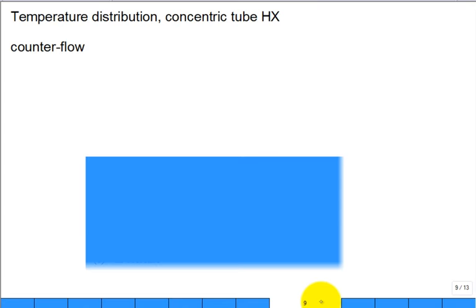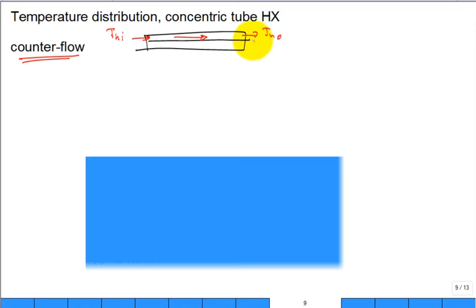Now, if we take a look at the same simple concentric tube or double pipe heat exchanger, but we go with the more common counterflow configuration, let's describe that. What we have is the hot fluid coming in, temperature hot in, and then the temperature hot out. But it's a counterflow. So where do we bring the cooler fluid in? The other way: the temperature cold in comes here, and the temperature cold out is on that other end.